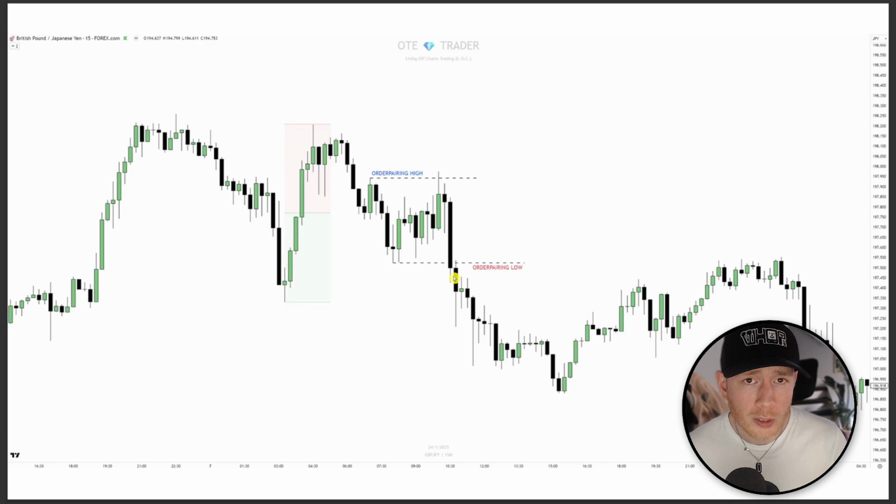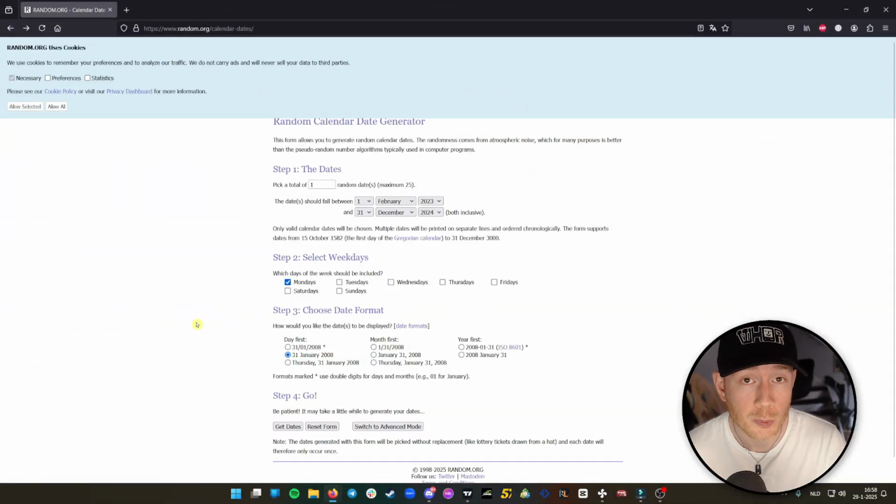So right now we're going to go into a simulation session. I'm going to do a few examples. I'll pick a random date, see if I can order pair some highs and lows, and then you can see my entire thought process on where to pick these highs and lows. Right, so first of all, let's pick a random date.